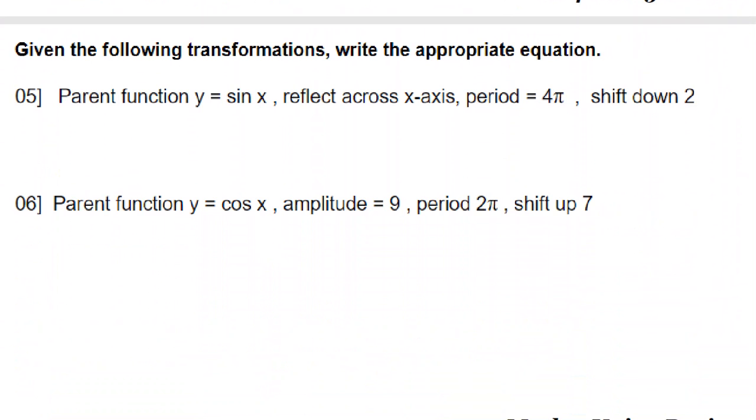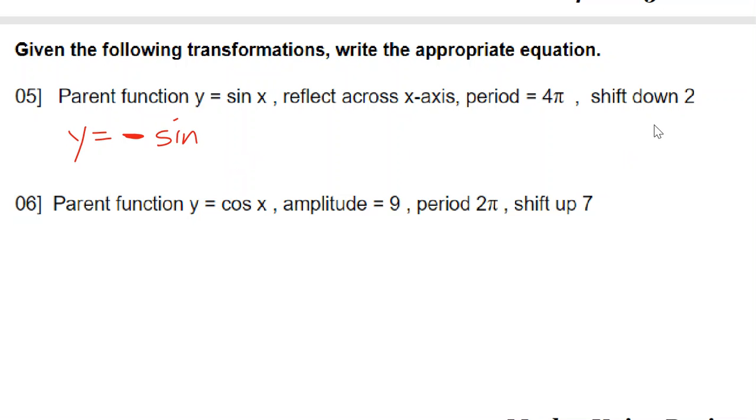All right, now we go the other way. Here are the descriptions, and we have to write the equation. So we're reflecting across the x-axis. We're going to start with a negative. There is no mention of amplitude, so it is presumed to be 1.